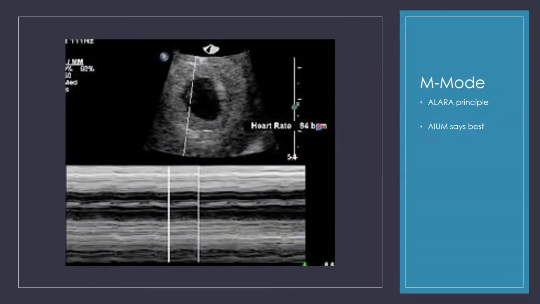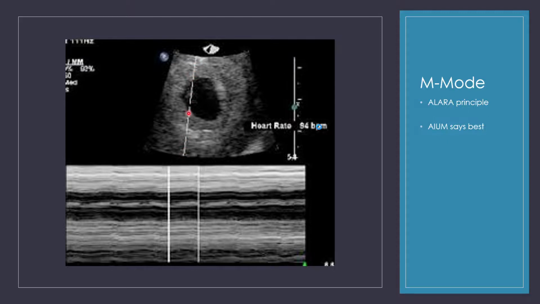Okay, what we like to use is called M mode, and the M stands for motion. This is what the American Institute of Ultrasound in Medicine says is best and safest to acquire that heart rate. Okay, so the fetal heart rate. And as you're doing your clinical scans with your RDMS or your nurse supervisor, they can show you the proper way to utilize the M mode to be able to get the heart rate.